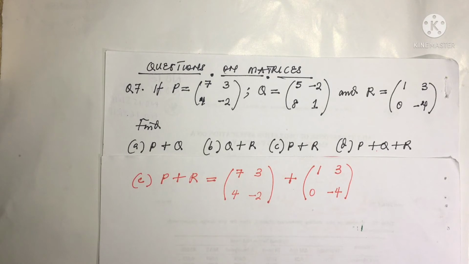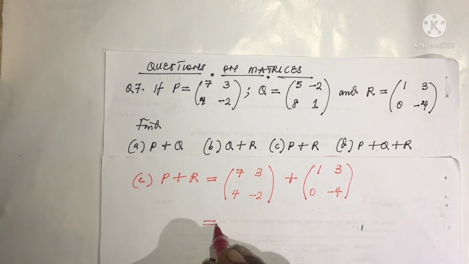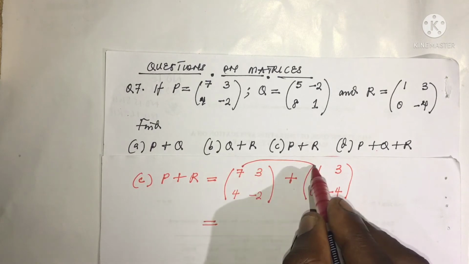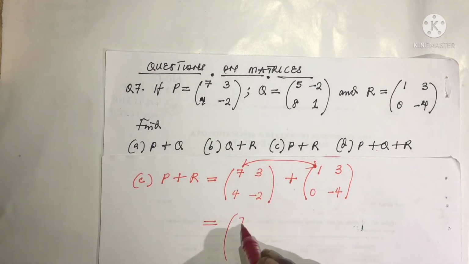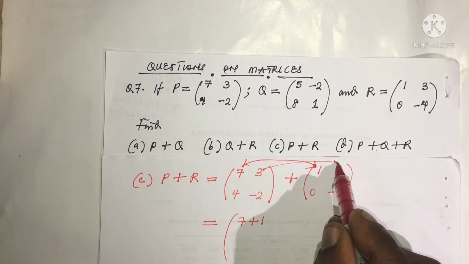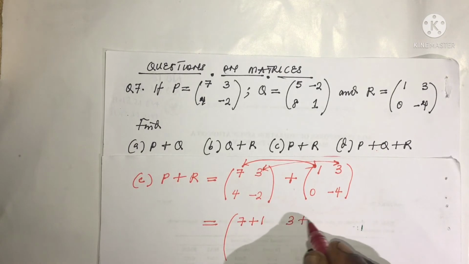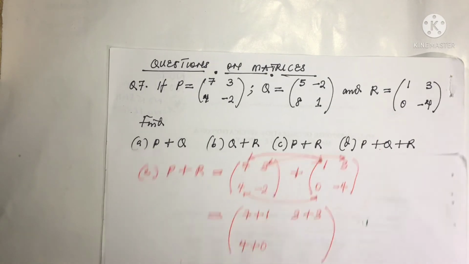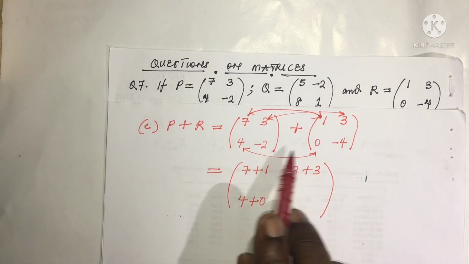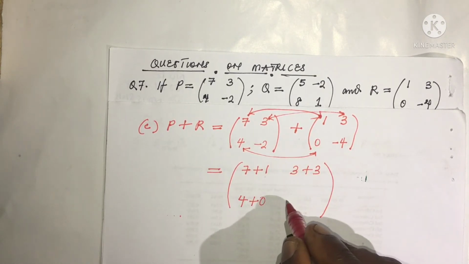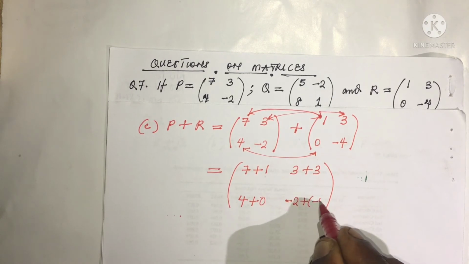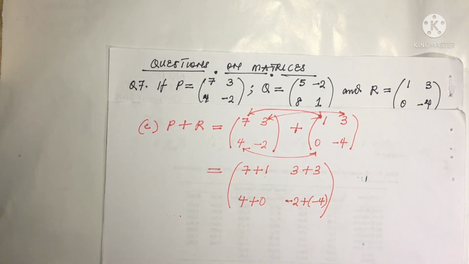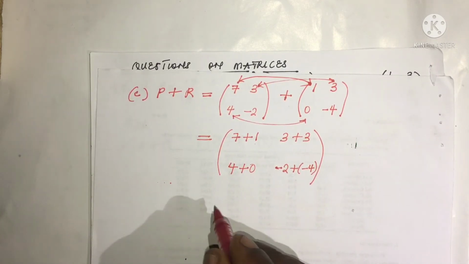So let's proceed. We are going to add this by adding 7 to 1 because they occupy the same position. 3 would add to 3. 4 would add to 0, so I'm going to have 4 plus 0 here. And then -2 would add to -4, so this will be -2 plus -4.